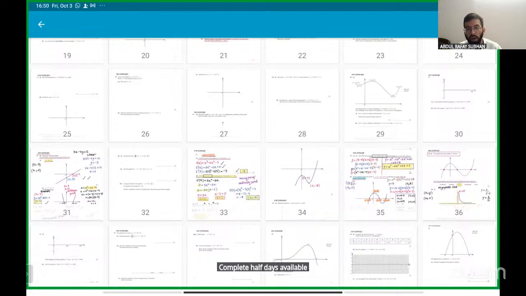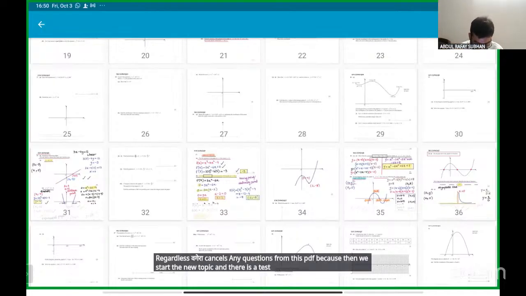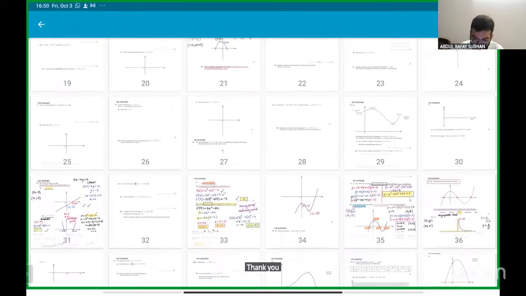Saturday, Sunday, Monday. Work out on this over 3 days and do at least 10-12 questions as well, regardless of whatever the burden of other subjects is. The reason being that on Tuesday it will be good for you if you have any concerns or questions from this PDF, because then we start the new topic, and there is a test on the graphs coming up as well. Okay, thank you. So I'll share details in a while.